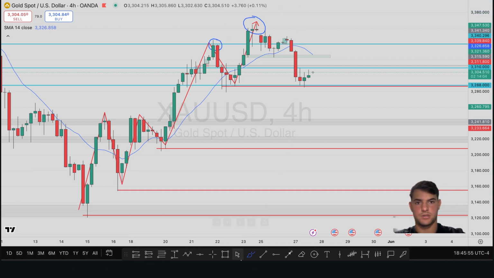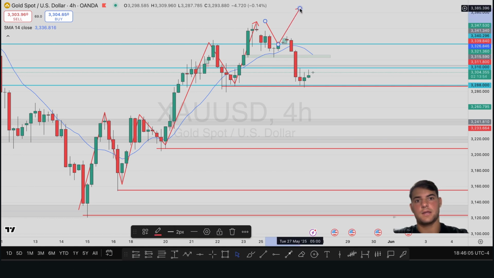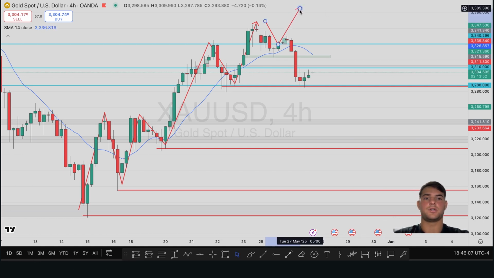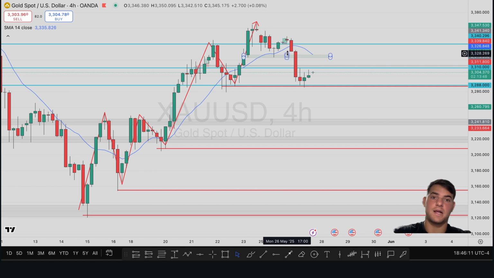So let me explain this part. So price just made this high here. This would have been the setup. So push, pull back, and then another high on the market. Okay, so that was my 4-hour time frame analysis.